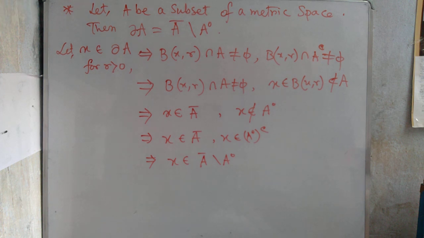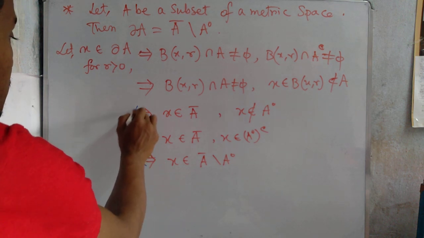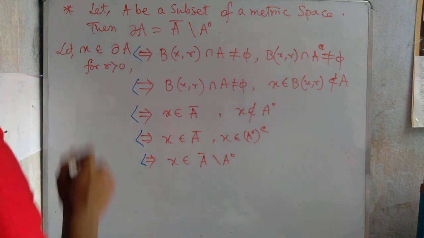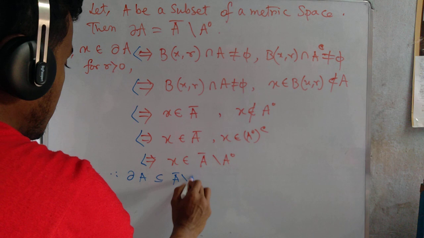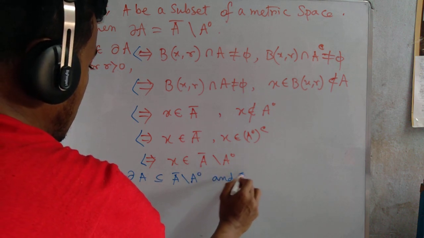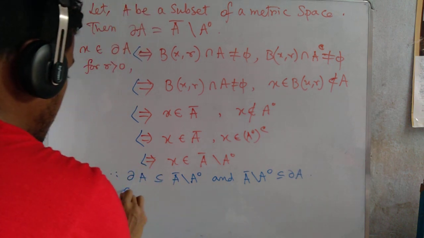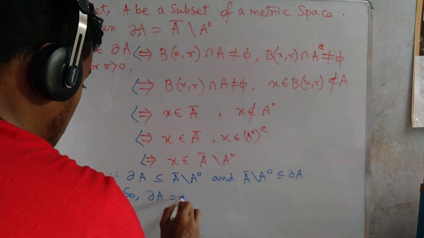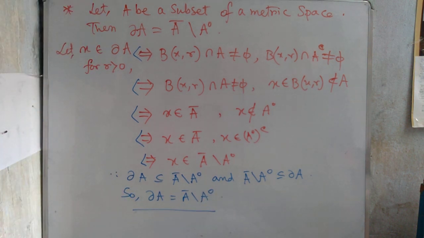Now we go back. If we consider this one, then this implies this implies this. Then we write del A is a subset of this one, and this one is a subset of del A. So del A equals A closure difference A interior.